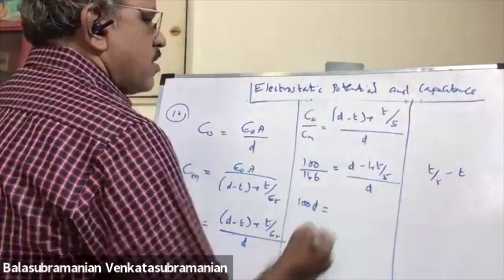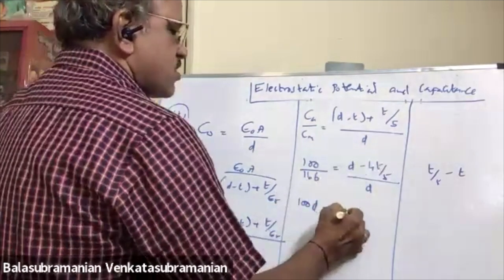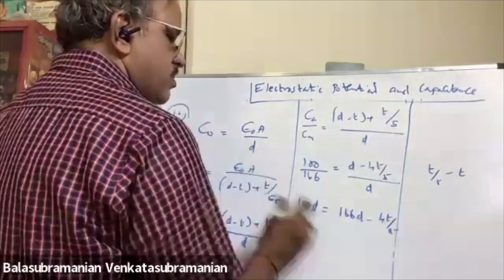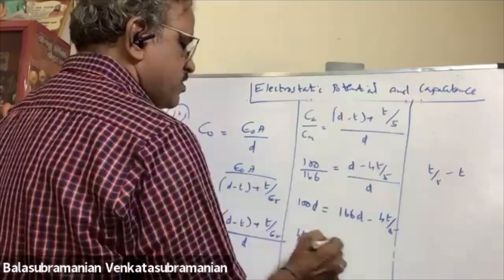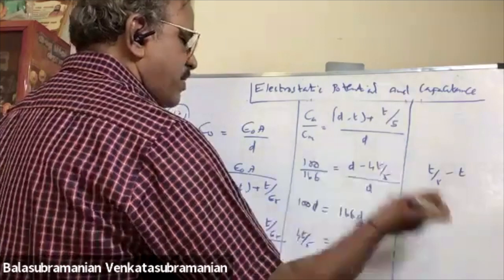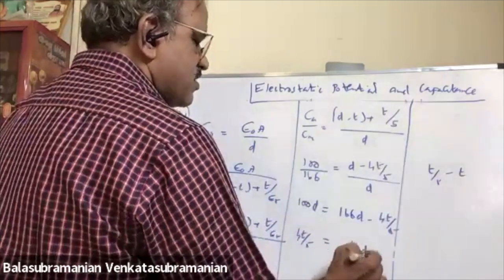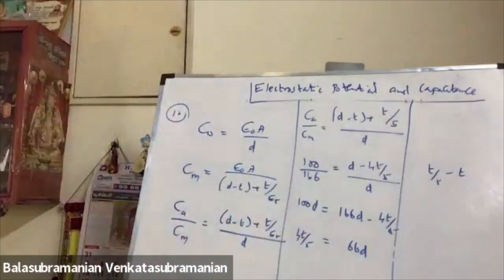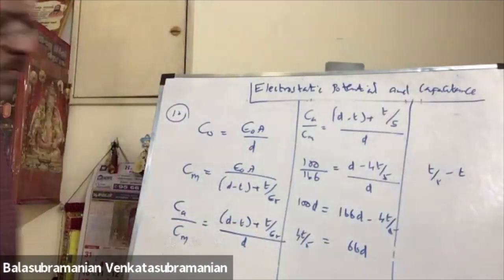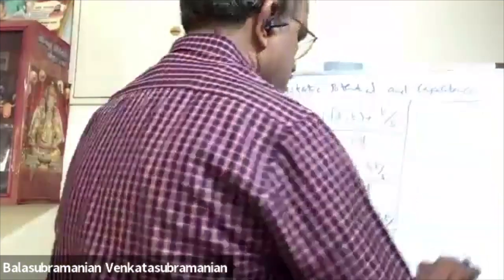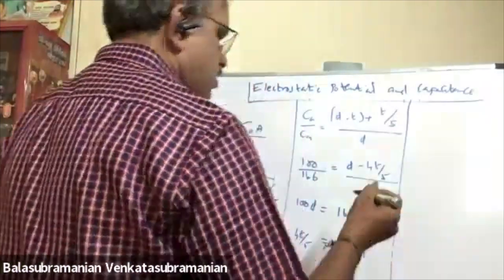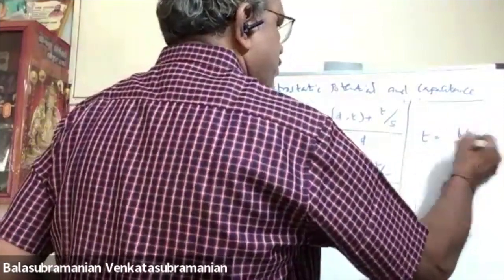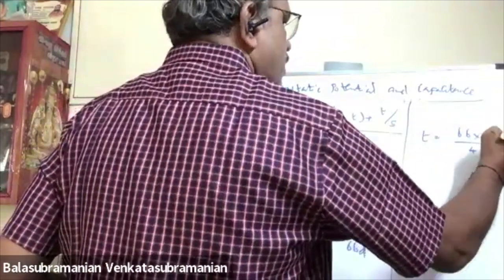100D, 166D minus 40 by 5. So 40 by 5 is equal to 166D minus 100D. That is 66D. So T is equal to 66 into 5 by 4 of D.